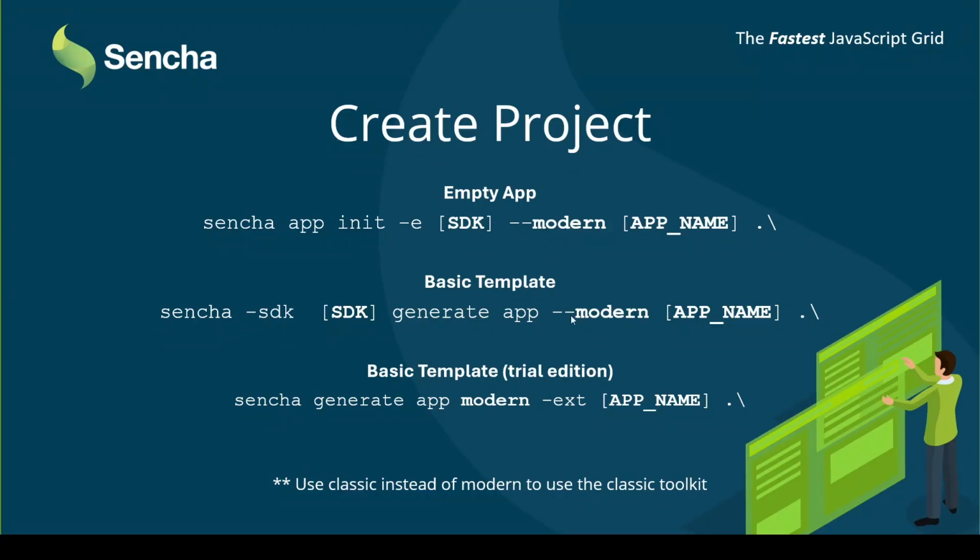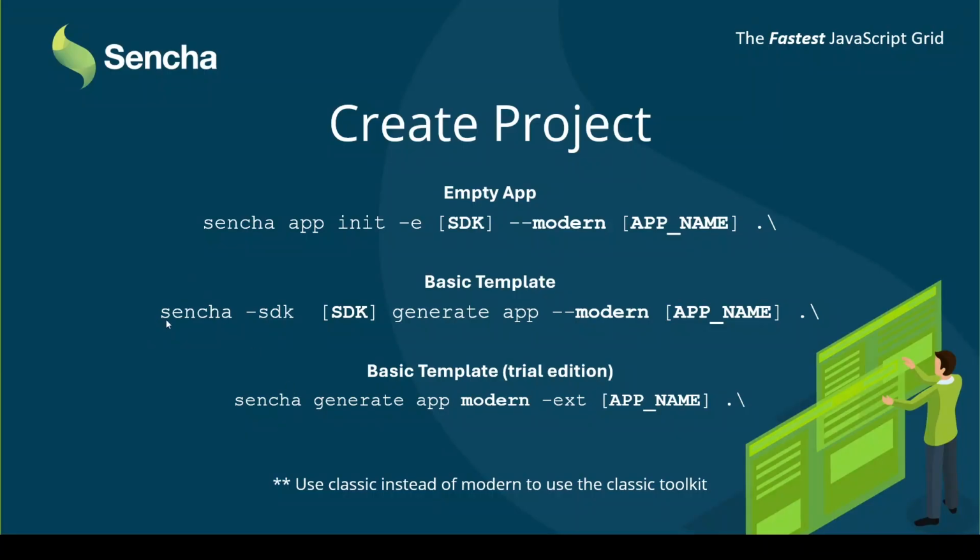If you want to start from a template, there are several templates in XJS, but the most basic one you can create is with this command over here. If you have the trial edition, instead you need to use this other command down here. The difference is with the trial edition, you don't have the SDK, so you use a different line for that, which will download the SDK for your project.